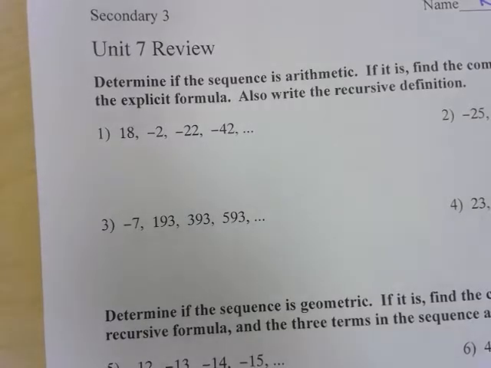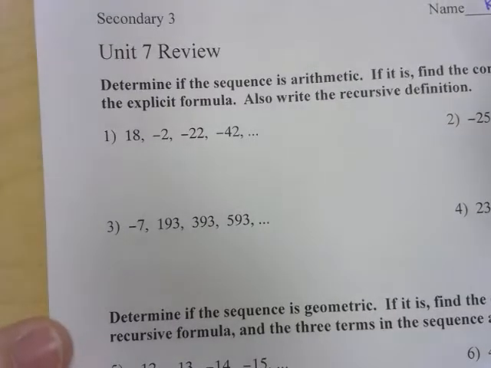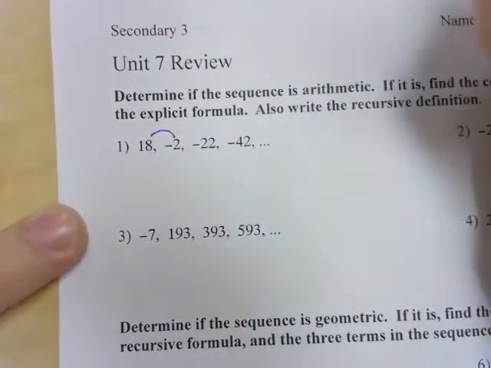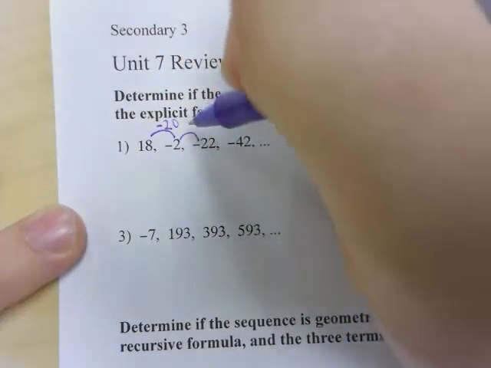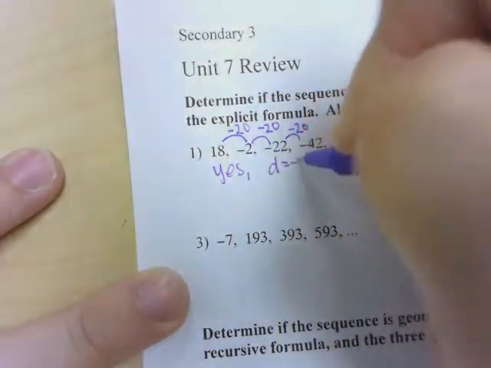So the first set of questions asks you to determine if the sequence is arithmetic, and if it is, find the common difference, the 52nd term, and the explicit formula. To decide if it's arithmetic, you just need to see if it's changing at a constant rate. Between the 18 and the -2, it's going down 20. Between -2 and 22, it's down 20, down 20. So yes, it is going to be arithmetic. Your common difference is -20.